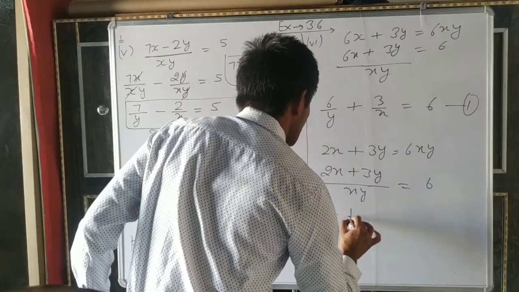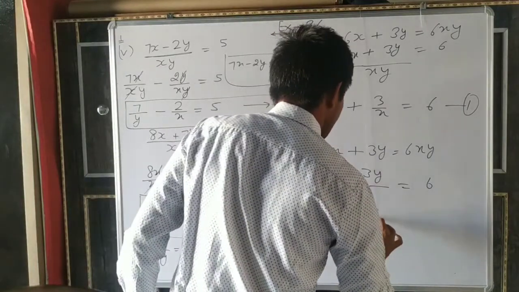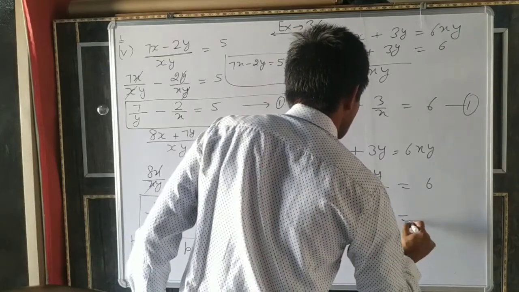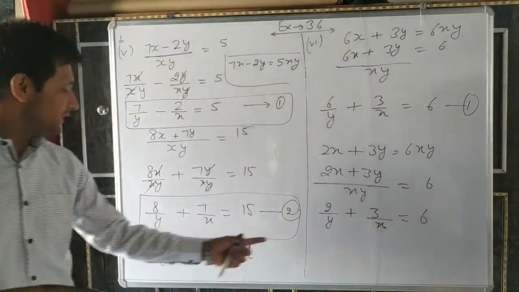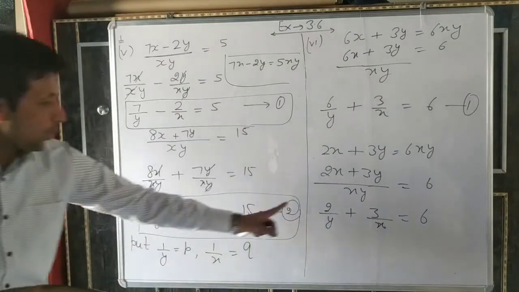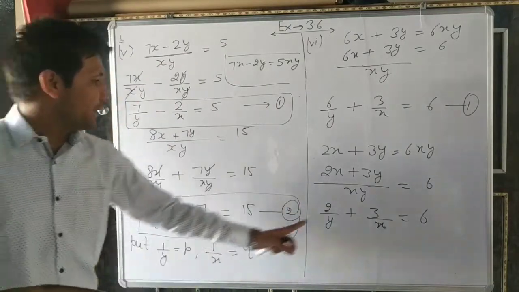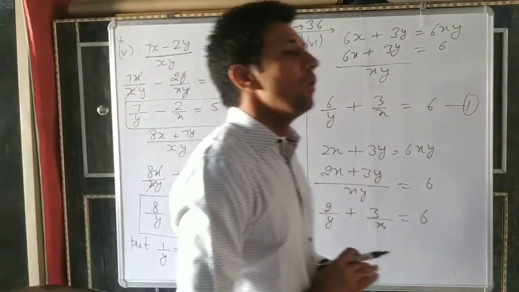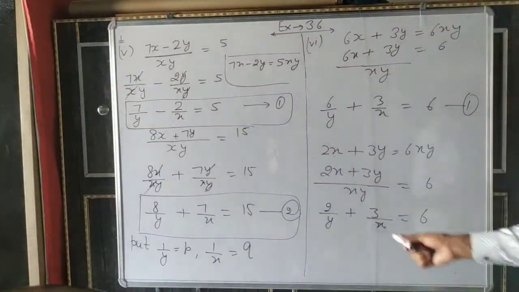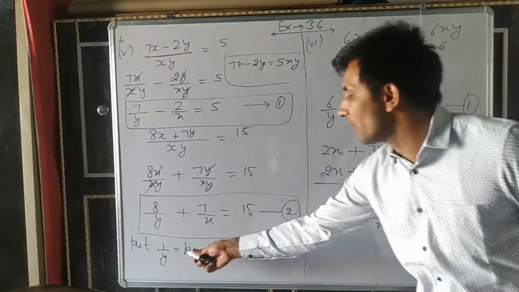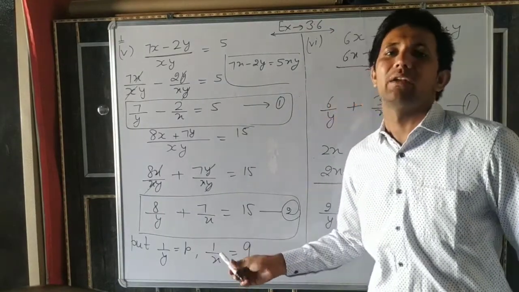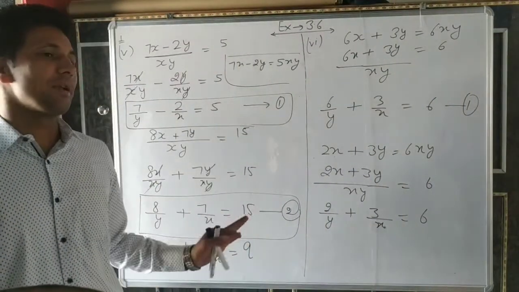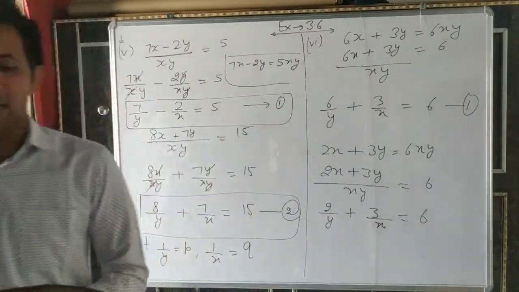2y plus 3 divided by x, 3 divided by x equal to 6. Same as it is, we will put 1 by y equal to p and 1 by x equal to q, and we will find the values of p and q, and put the p and q values here, and from here we can find the values of x and y. So please do it yourself. We have already finished a question like that.